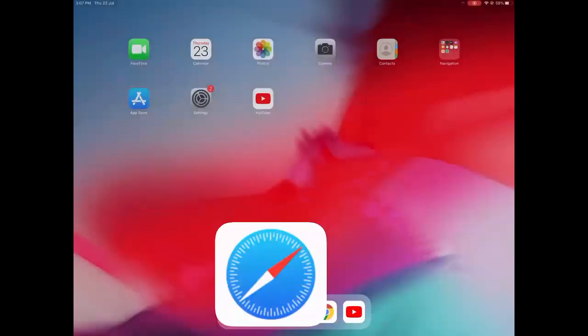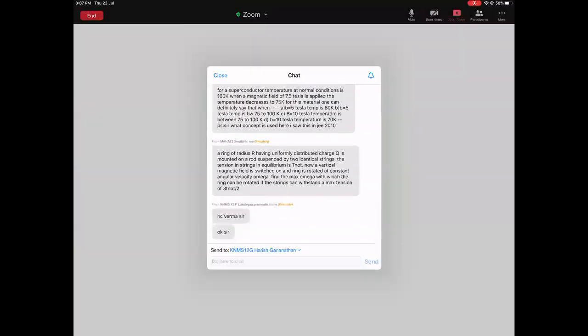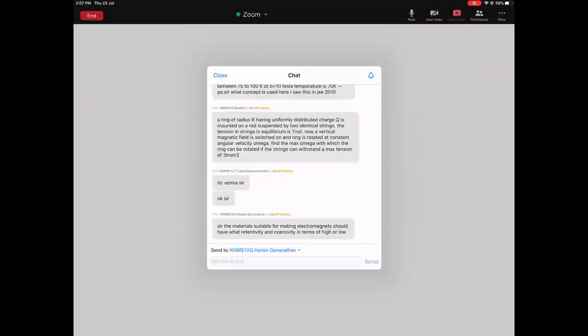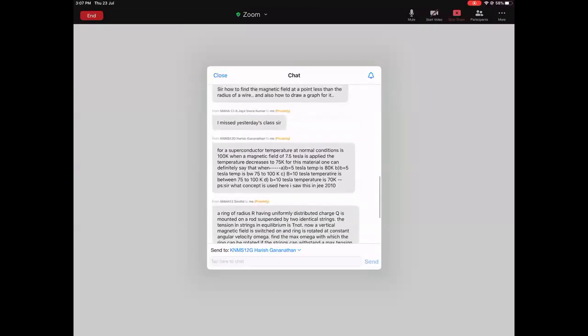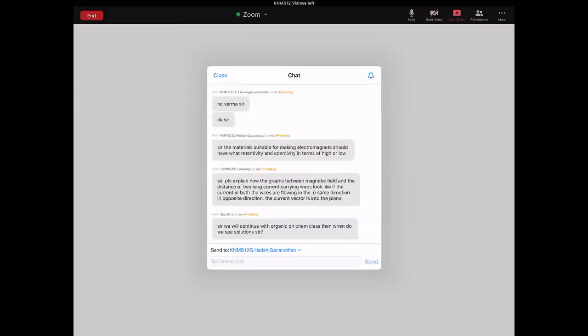Okay, Senthil, I'll also think about it. Where did you see this question? So the material suitable for making electromagnets should have no, we have not learned that, we will learn that. Once we learn that, we will know. Okay, let me answer Subiksha's question. That question is simple. Please explain how the graphs between magnetic field and the distance of two long wires. Okay, yeah, I will. Don't worry, I'm making a new schedule for you guys.